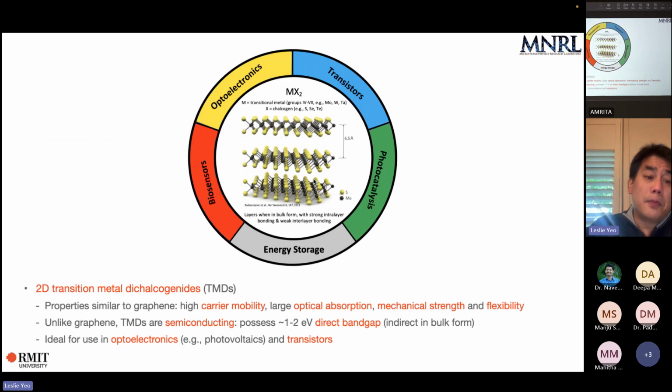So the 2D TMDs, or the transition metal dichalcogenides, as some of you would know, have properties similar to graphene, right? The carrier mobility, the optical absorption, but unlike graphene, they're semiconducting, right? They have this direct band gap when they're in 2D form. When they're in bulk form, they are indirect. But that makes them very ideal for optoelectronics and transistors, right?